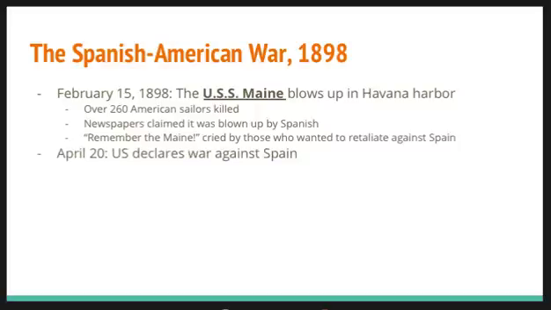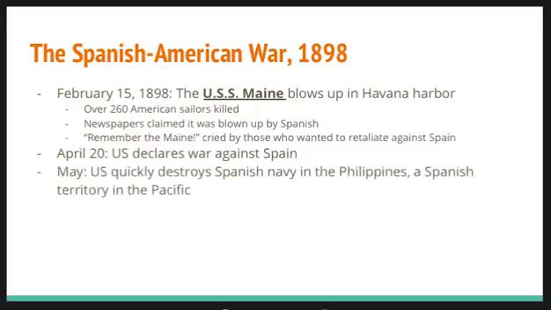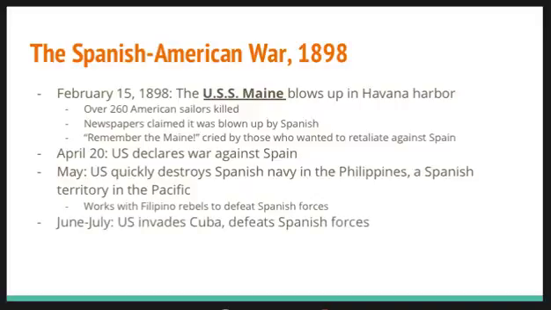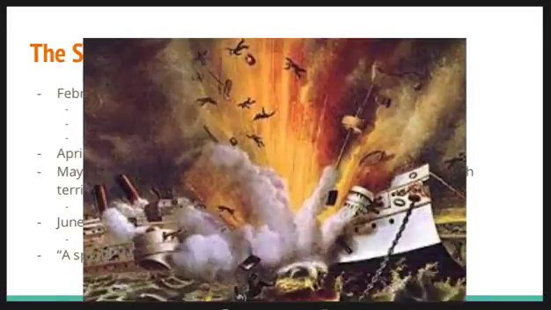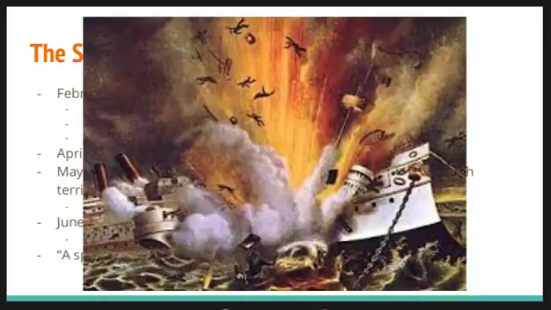So on April 20th, the United States declared war against Spain. By May, the U.S. had destroyed the Spanish Navy in the Philippines, which was a Spanish territory in the Pacific, and American forces there worked with Filipino rebels to defeat the Spanish forces. From June to July, the United States invaded Cuba and defeated the Spanish forces. The United States also invaded Puerto Rico and took it over very easily, along with Guam. In fact, this war was over so quickly that the Secretary of State at the time, John Hay, called it a splendid little war.